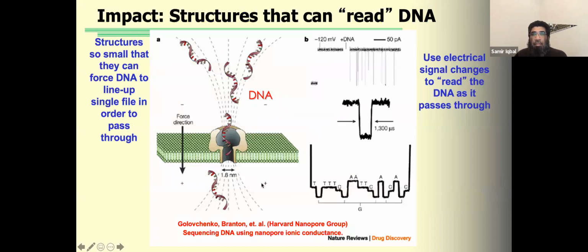So this is another example. These are DNA molecules. Now think about it. DNA molecules are so small we can't even see them with the naked eye, right? It's 2 nanometers in width.